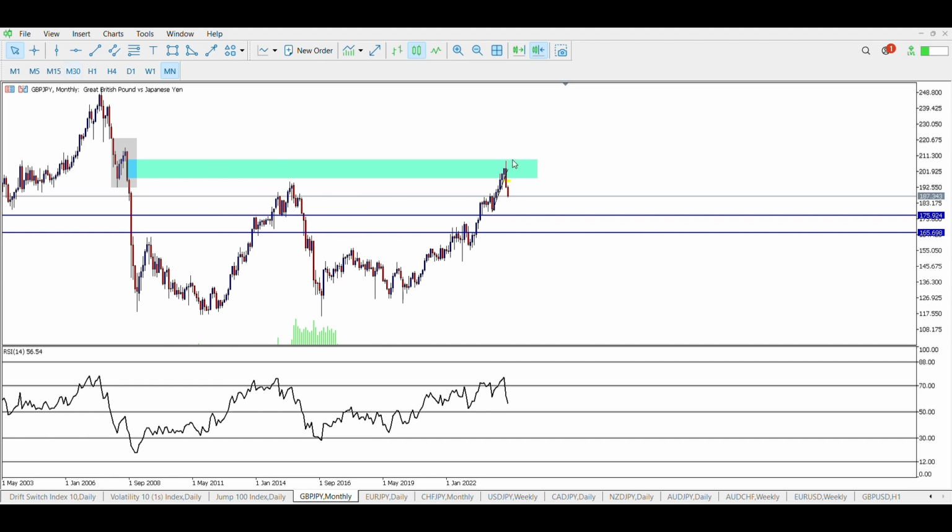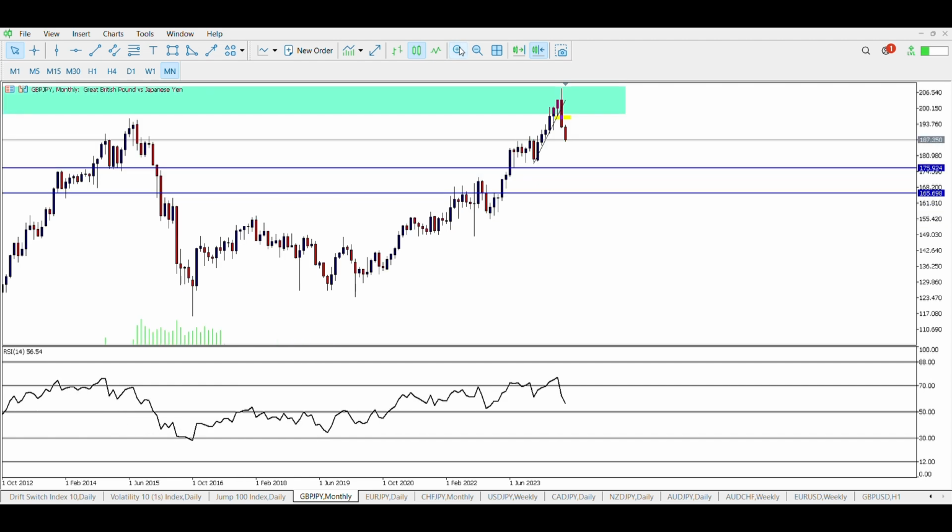So we have a bearish engulfing candle here, and this is a Marubozu candle. Let me just zoom in. This is a strong bearish engulfing Marubozu candle.